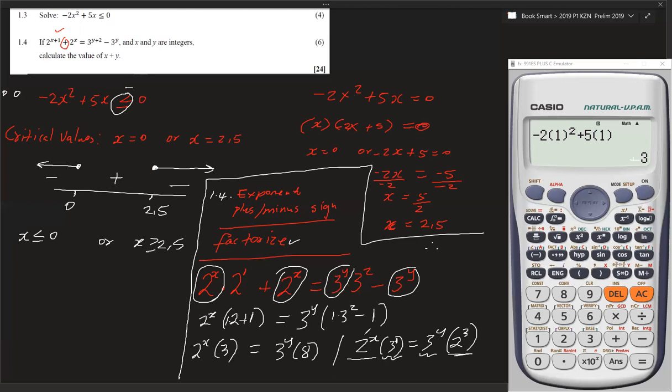Therefore, I can conclude this: this exponent must be that exponent because they are all on 2s. Therefore, x equals to 3. Here is 1, right? So y equals to 1. Therefore, x plus y equals to 4.